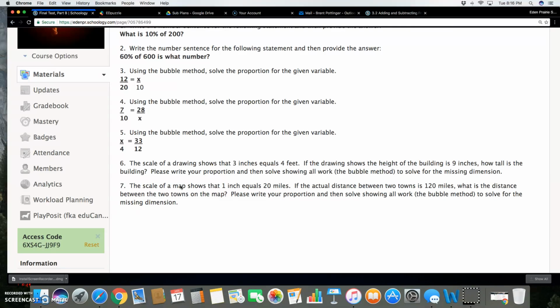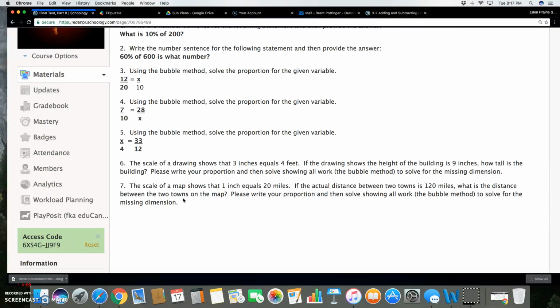7 is the same type of problem. The scale factor on a map is 1 inch equals 20 miles. The actual distance between 2 towns is 120 miles. What is the distance between the 2 towns on the map, if they are to scale, which they are? Write your proportion, show your work using the bubble method, and then give the missing answer. Give the missing dimension. You may use a calculator on Part B of your test.